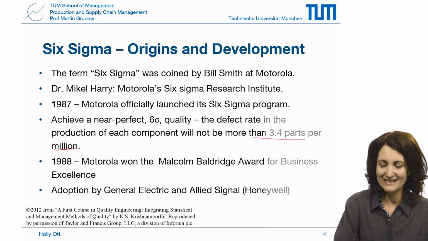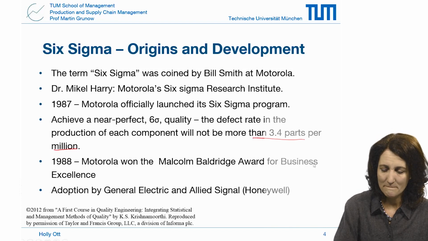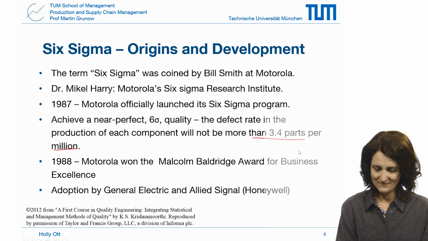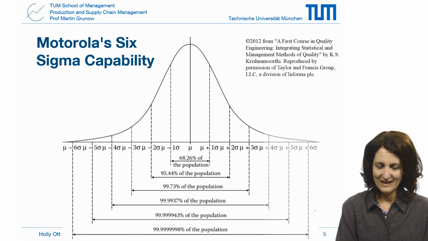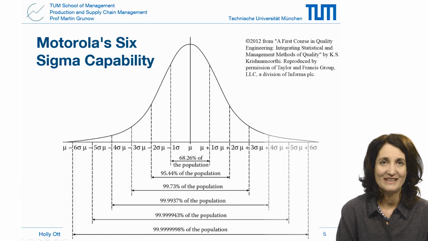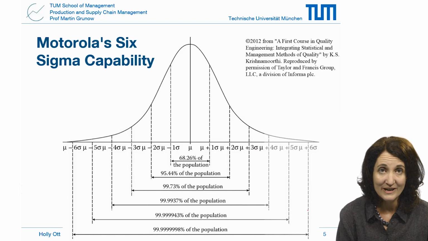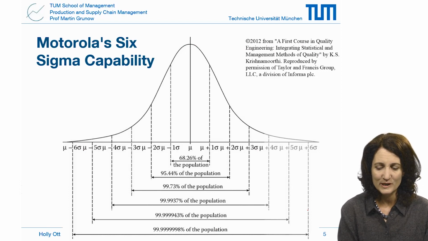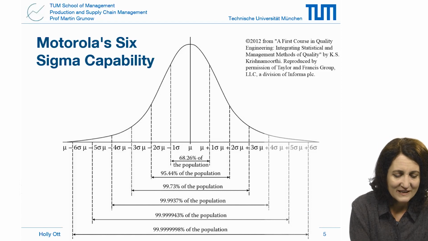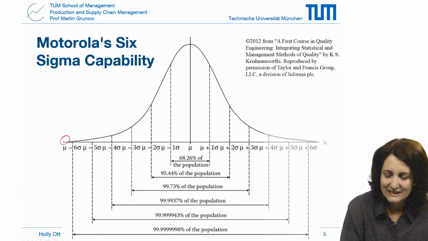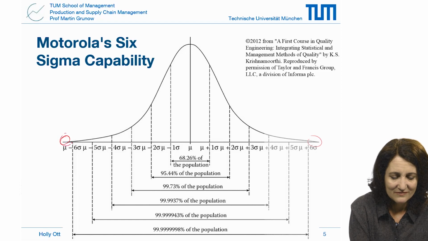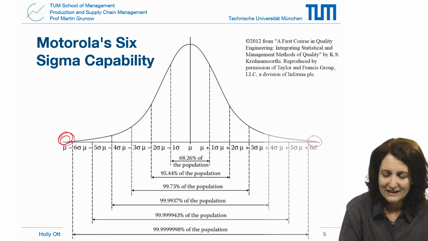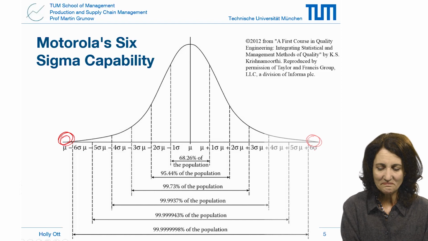But what does this 3.4 parts per million mean? And here we can look at this. This is exactly what we'll be learning in this course. And you're going to see this slide again when we look at process capability. But if you want to know now, 3.4 parts per million, we're roughly speaking about these tiny little tails here. We'll come back to that in a minute. That's actually 2 parts per billion, those little tails.